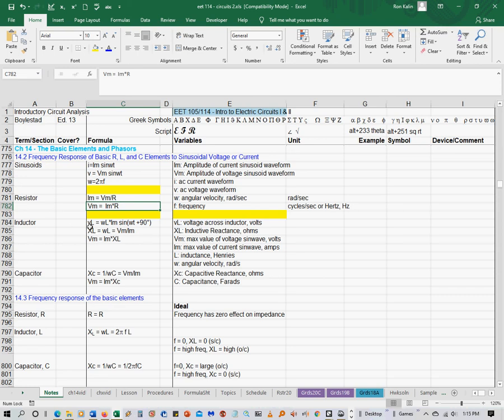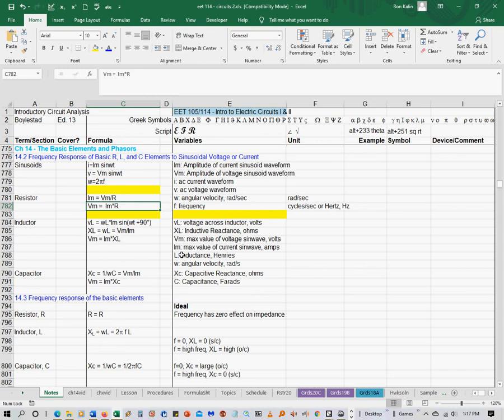With an inductor, V sub L is going to be omega times L times the max current, Im. So the voltage across the inductor in volts is equal to omega times L, omega being the angular velocity, L being the inductance in henries, times I sub M sine of omega t plus 90 degrees. So there's a 90 degrees phase shift with the inductor.